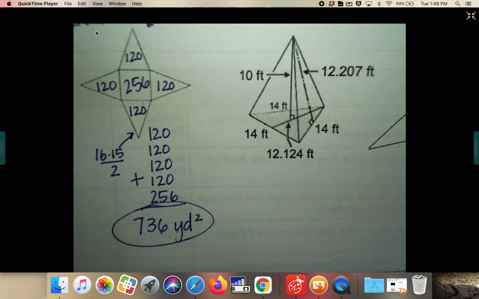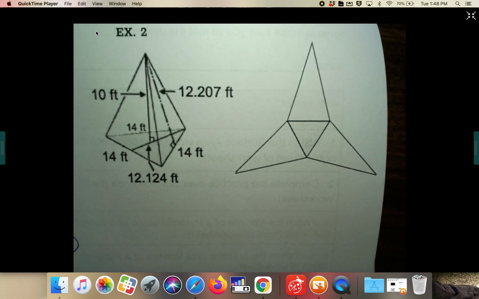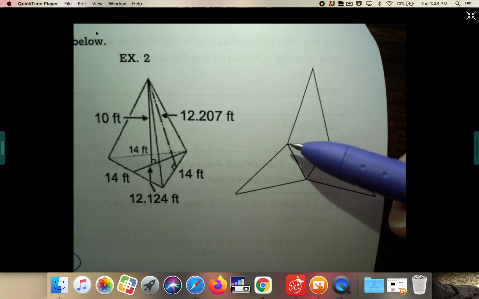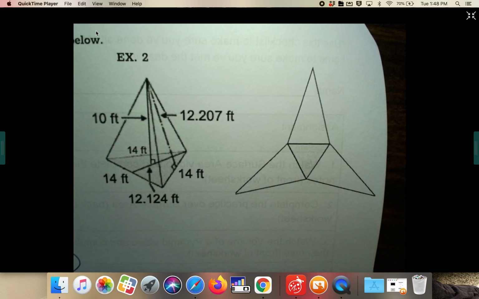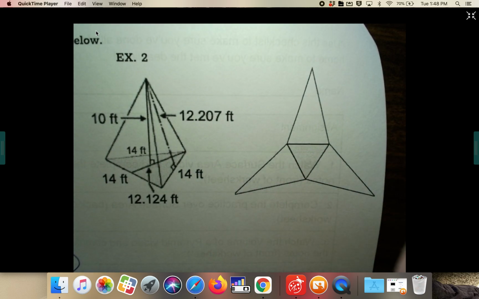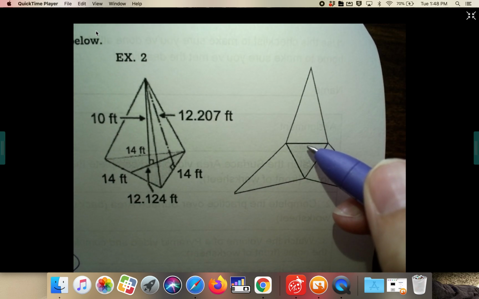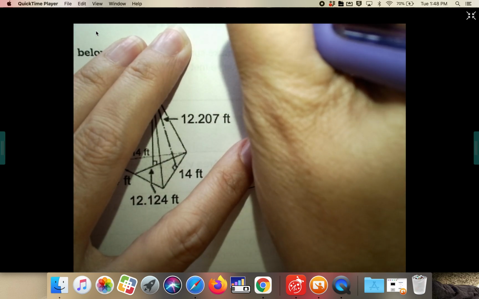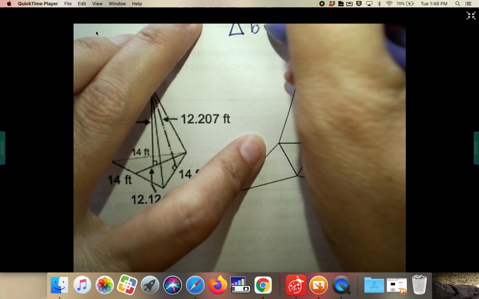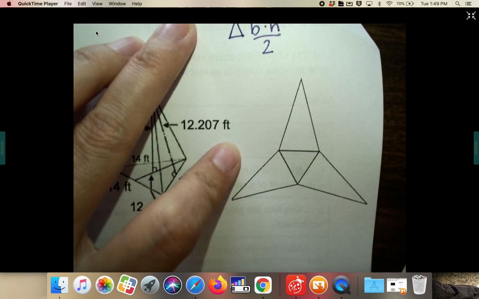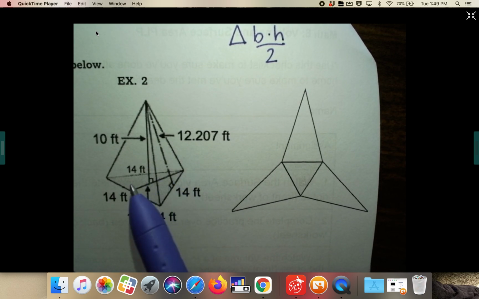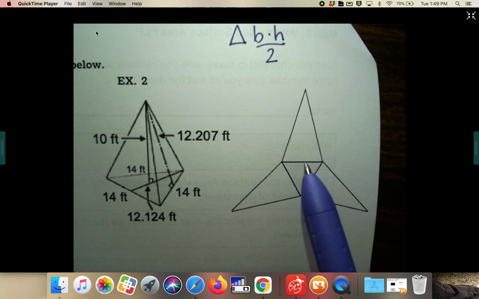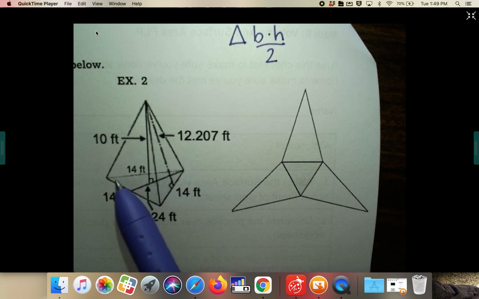Okay, let's take a look at what happens if we don't have a square base. Let's say our base is a triangle, like in this one. In order to do that, we still need to find the area of the base. And remember, the area of a triangle is base times height divided by 2. So we're looking at just our base, the middle part of this net, which is what the pyramid is sitting on.